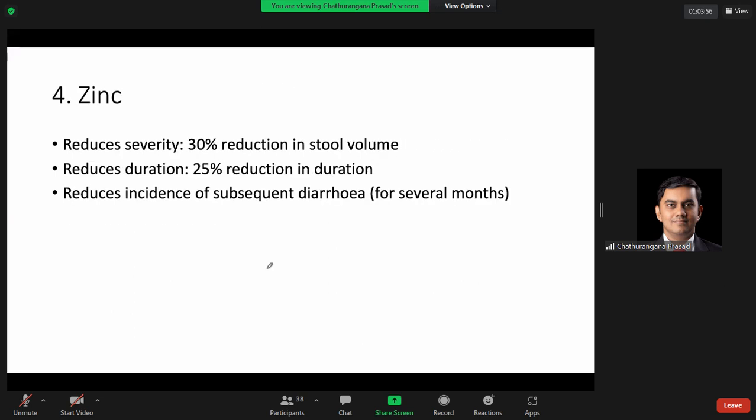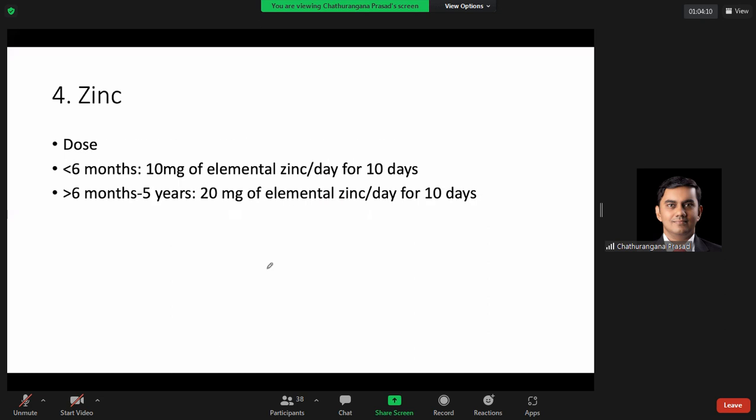Right, now we look at the place of zinc. Zinc has three distinct advantages. It reduces severity by 30%, reduces duration, and reduces recurrences. So you need to know the three reasons why we prescribe zinc routinely. The dose is, if the child is less than 6 months, 10 milligrams of elemental zinc. Remember, this word elemental is very important. I will tell you why. Beyond 6 months, you give 20 milligrams of elemental zinc, generally for 10 to 14 days.